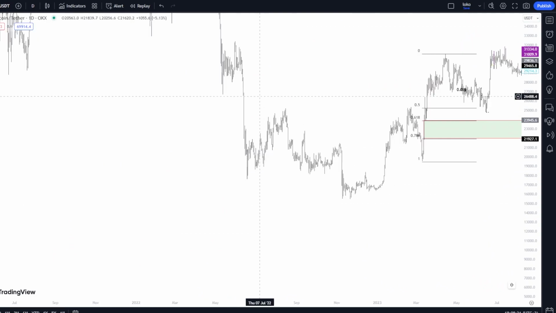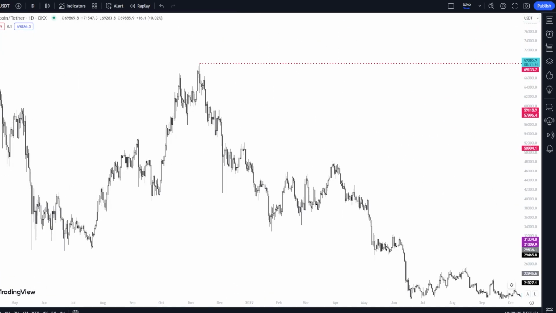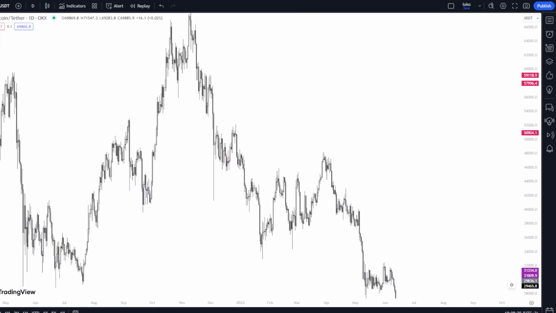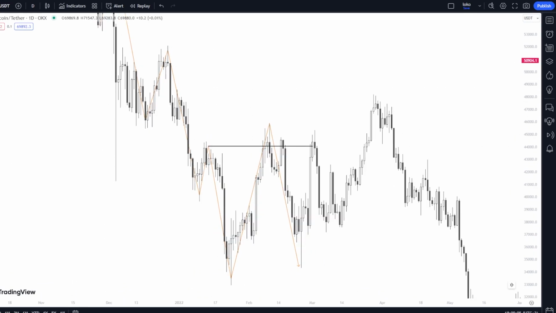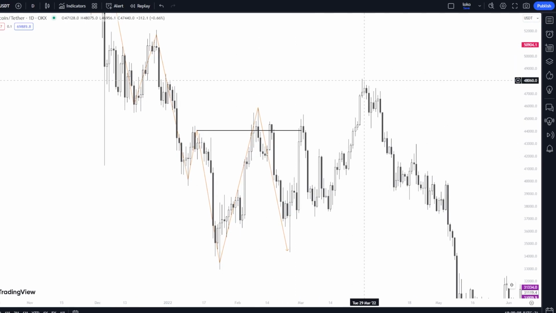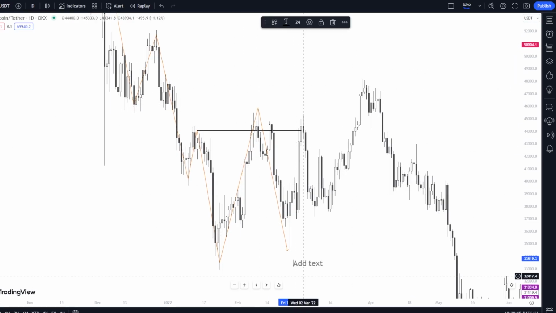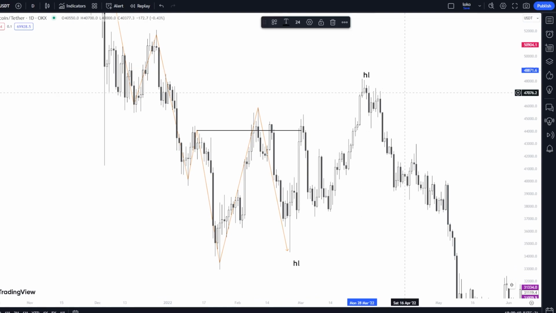Now let's have a look at the downtrend. Here we have a downtrend of our Bitcoin. We can define it with these movements: lower lows, lower highs. Here on this point we can see the breakout structure, so the price formed another higher high. Here it will be a higher low, here a higher high.